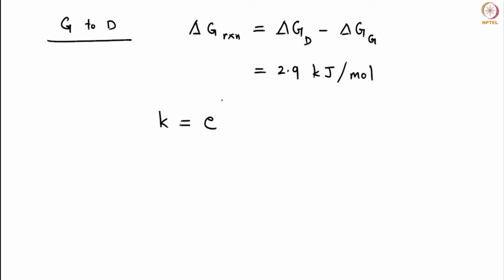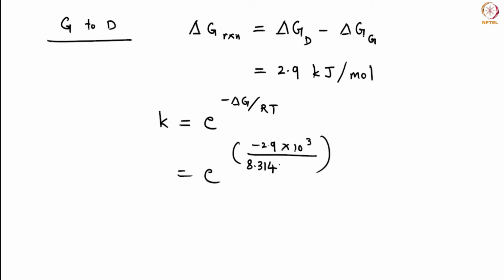That equals e to the power of minus delta G by RT. So just keep in mind the units and you should be fine. This is a very simple problem. So minus 2.9 into 10 power 3, it is in kilojoule, divided by whatever is your universal gas constant and the temperature in Kelvin, and this will give you a value which is approximately 0.278. So this is basically the solution of the problem.